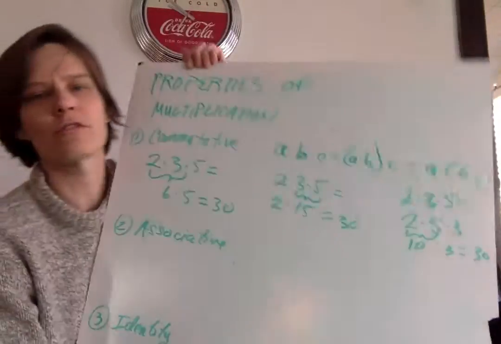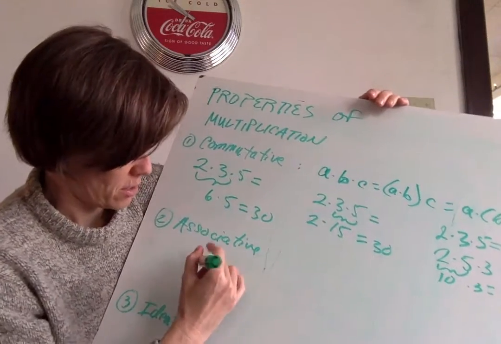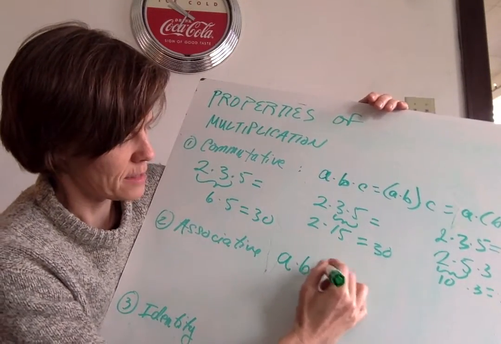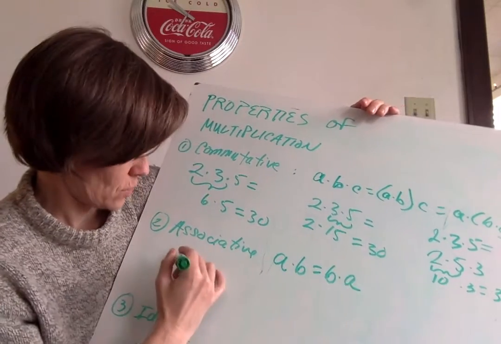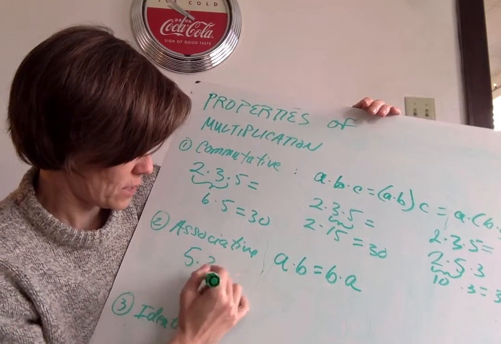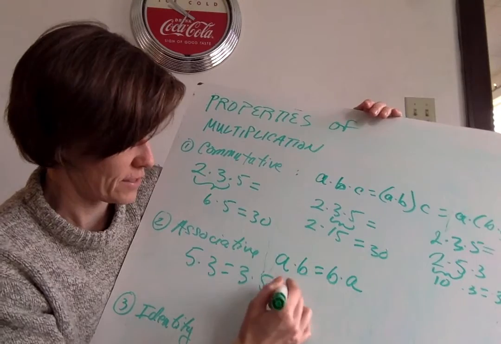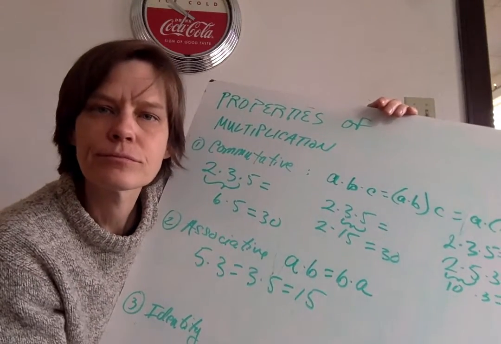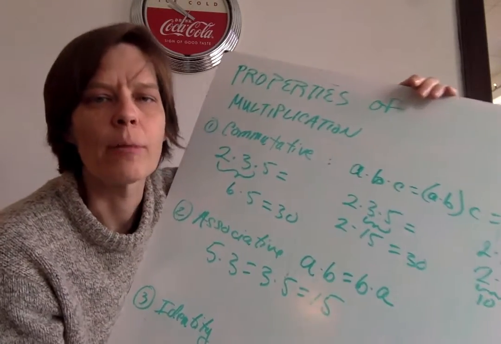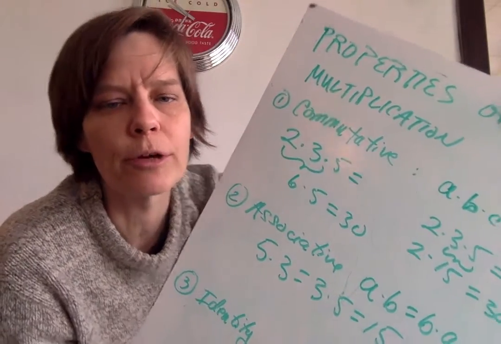Let's go back to the associative property because we totally used it in the commutative property. A times B is the same as B times A. Or 5 times 3 is the same as 3 times 5 is the same as 15. Properties are super important.